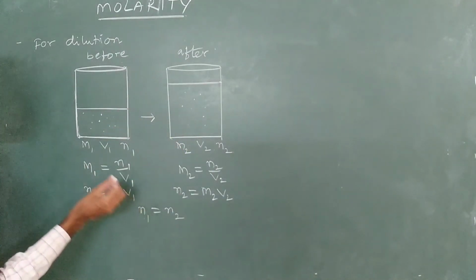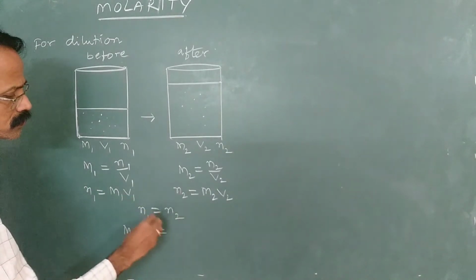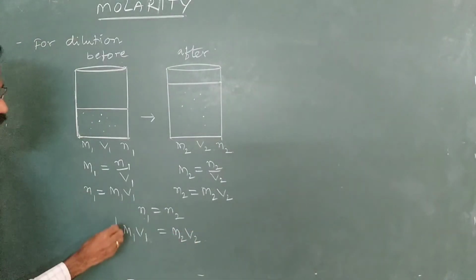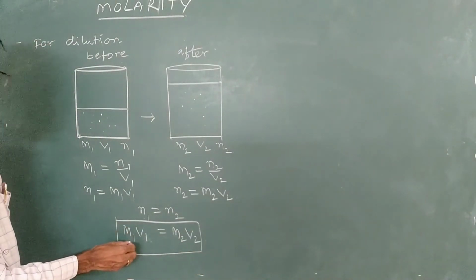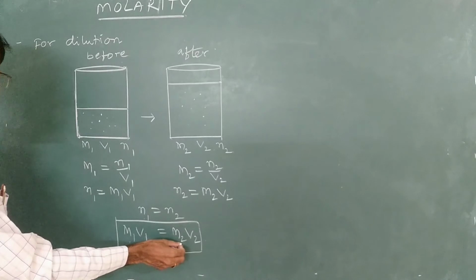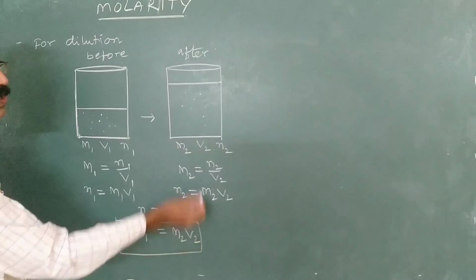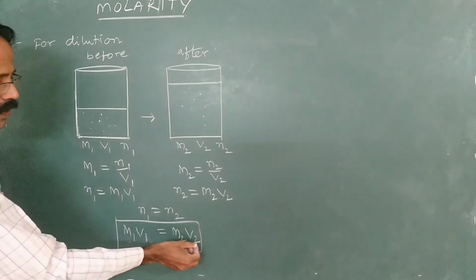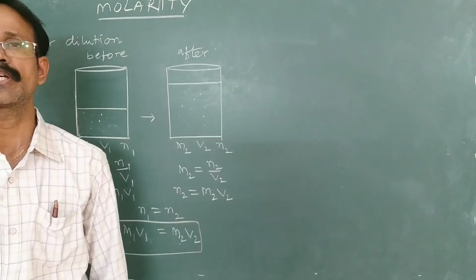Okay, so for N1 what can we write? M1 V1, and for N2 you can write M2 V2. Now, what is the formula? M1 V1 is equal to M2 V2, right? So M1 is the initial molarity, V1 is the initial volume of the solution, M2 is the molarity of the dilute solution, and V2 is the final volume, right? So if you know M1, V1 and the final volume, then you can calculate the molarity of the dilute solution by using this formula.